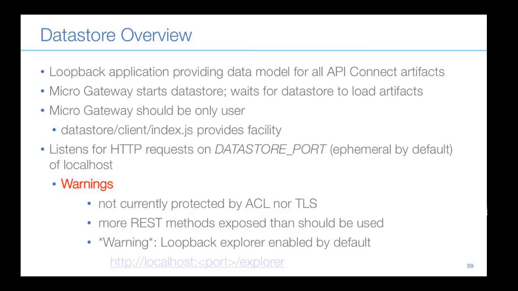So the data store, being an application, listens on the loopback IP address on a specified port for HTTP requests. By default, if you don't specify the data store _port environment variable, it'll just listen on an ephemeral port, which should be fine for pretty much every deployment. It's just for debuggability that it's nice to be able to specify a specific port to listen on.